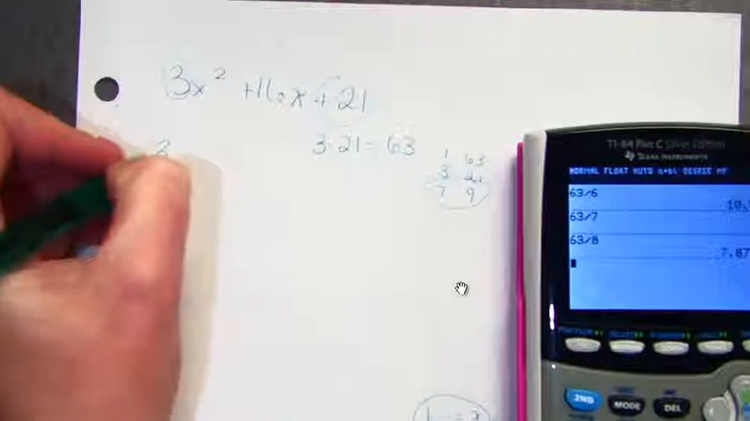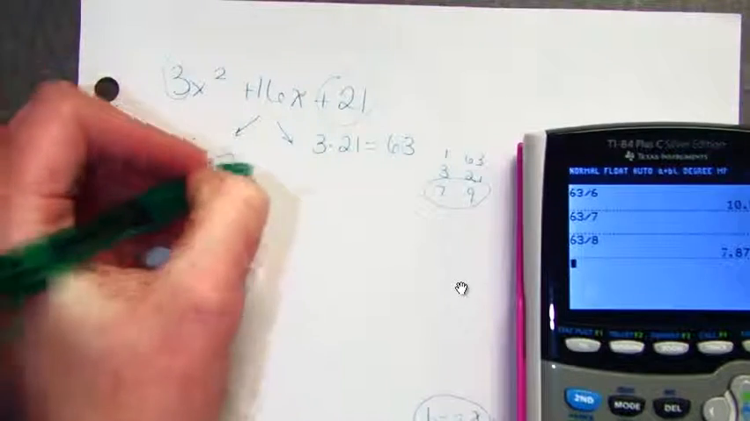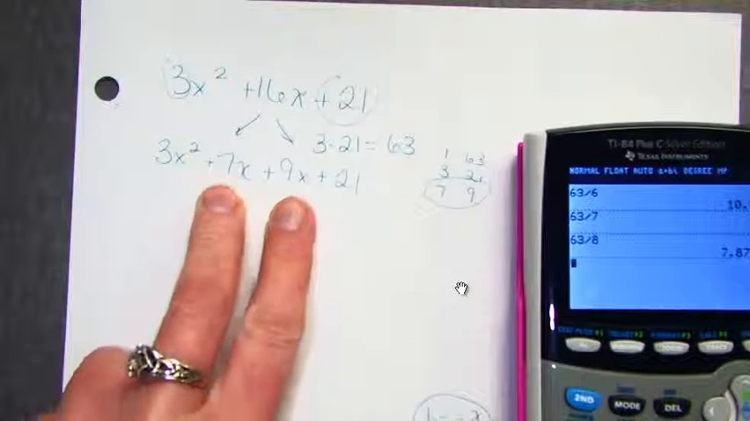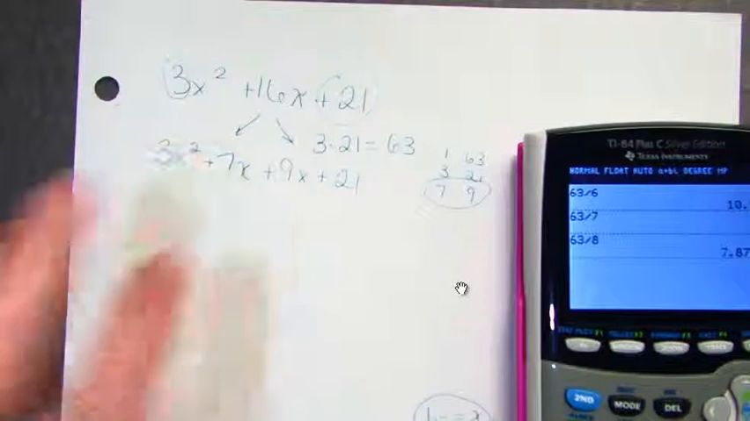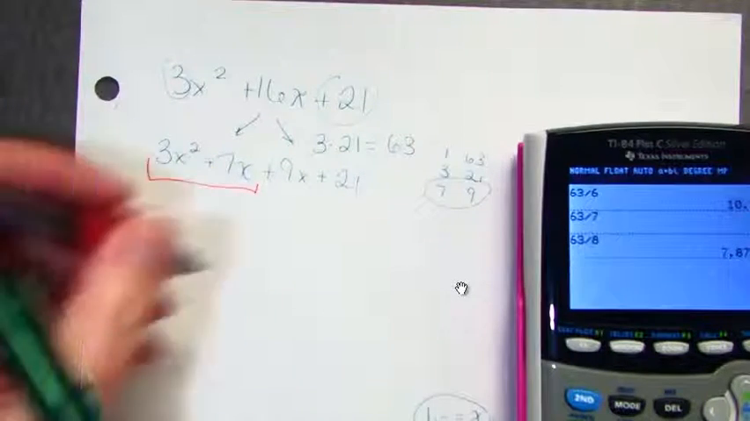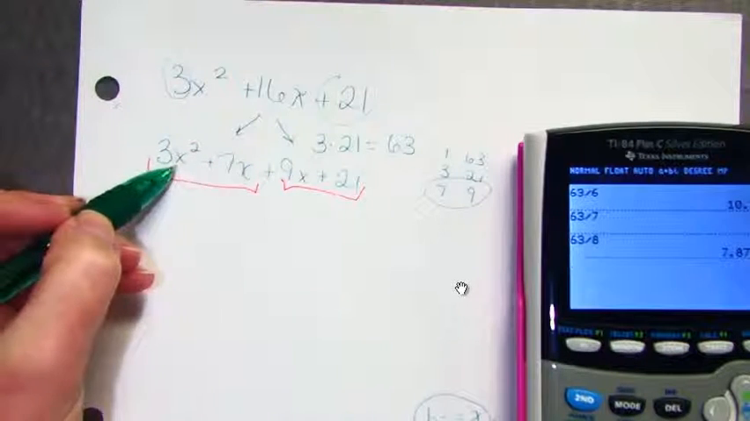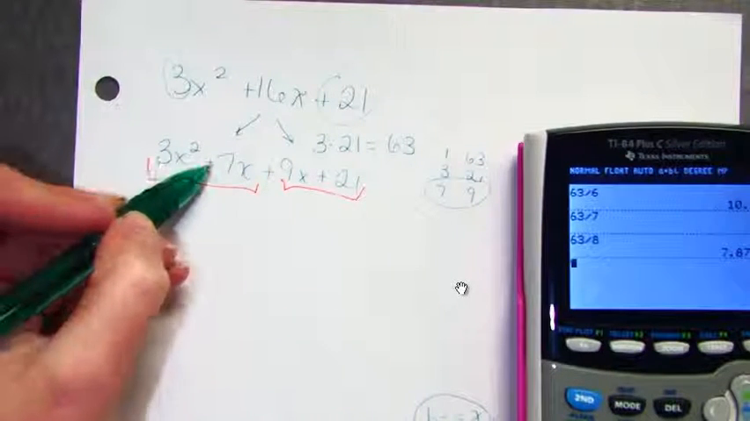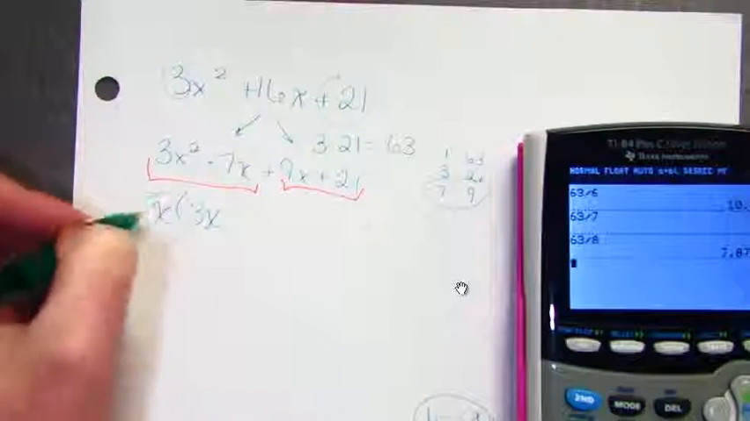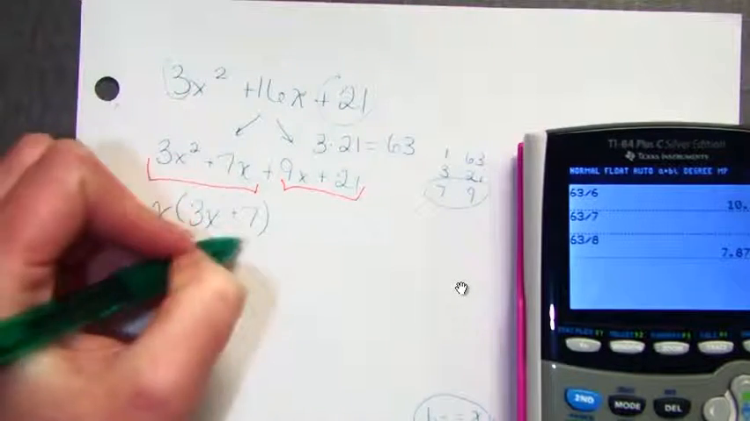So I'm going to rewrite this with my middle term split in half. 7x, 9x, and 21. Now it doesn't matter which order we write these two in, it'll work either way, which is what's so nice about that. Take them 2 by 2, see what they have in common. They don't have a 3 in common. They do both have an x. I would need to multiply x by 3x to get back to 3x squared. Multiply it by 7 to get back to 7x.